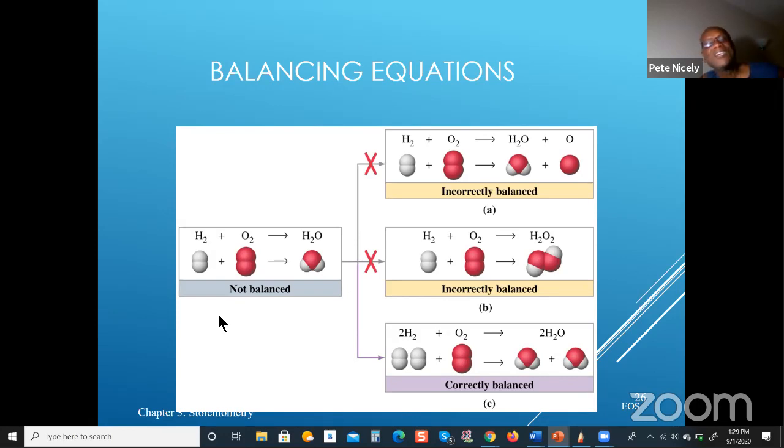So in this case, in order to balance the equation, or more, whoops, running out of juice. Let me make sure I plug this in before it shuts off. Where is the plug? Here it is.